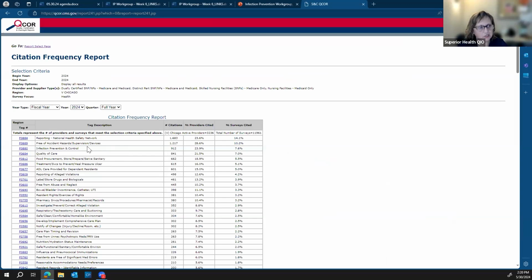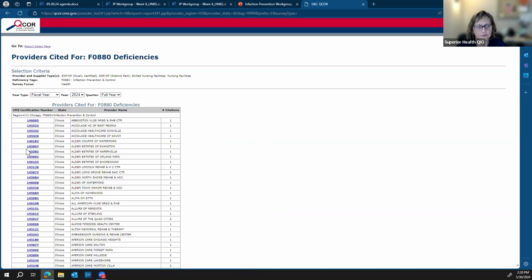But nationally, I will tell you that F884 is the number one tag, and that's the failure to report NHSN data. That continues to be the top citation nationally. But if you look down here at F880, it is number 3 in our region. So infection control continues to be a high-level tag. And if we click on F880, this is where it tells us every facility that has had that tag since fiscal year 2024 has started.